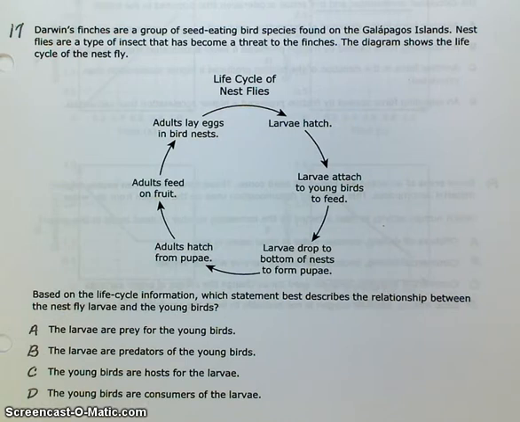and the young birds? A, the larvae are prey for the young birds. B, the larvae are predators of the young birds. C, the young birds are hosts for the larvae. D, the young birds are consumers of the larvae.